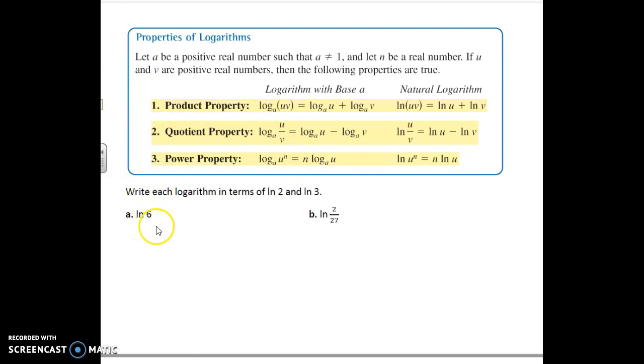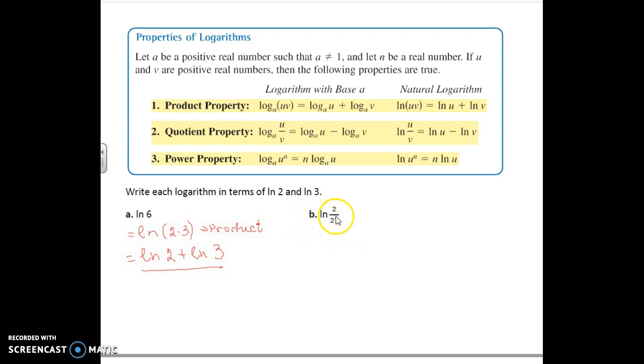We're asked to write each of the logarithms in terms of natural log of 2 and natural log of 3. Well, I don't even have 2 or 3 here, so let me start by rewriting 6 as 2 times 3. Okay, now I have progress. Well, 2 times 3 is a product, so I am going to use the product rule. Sorry, not able to write very well on the bottom of my tablet. But here we're using the product rule. According to the product rule, you can split any product into the sum of the two logs. We have natural log of 2 plus the natural log of 3. This right here is our final answer.